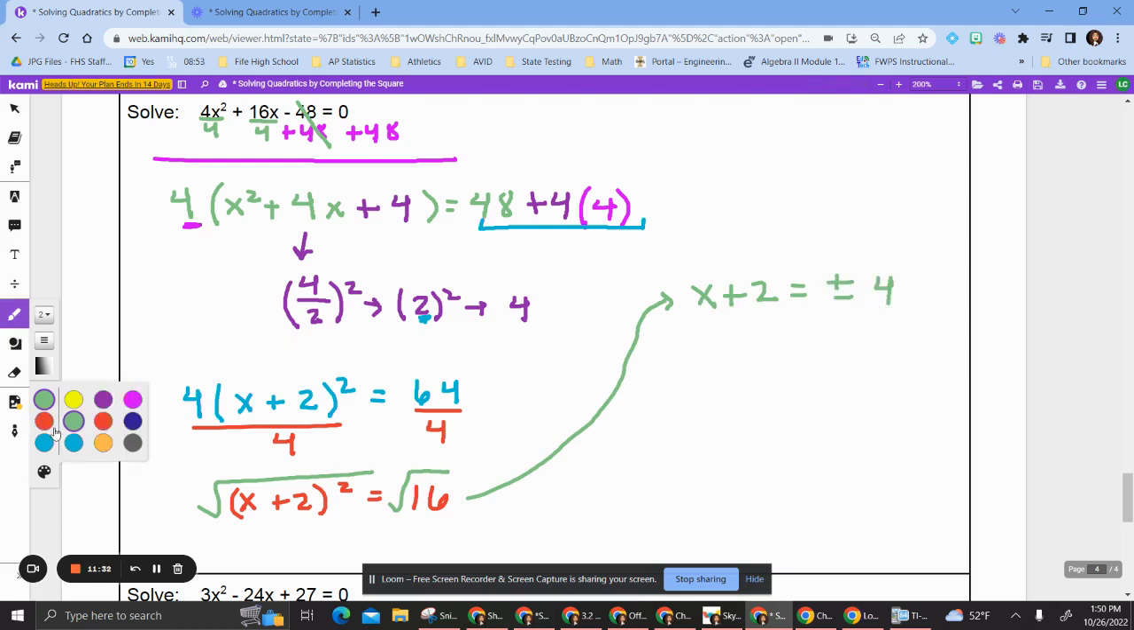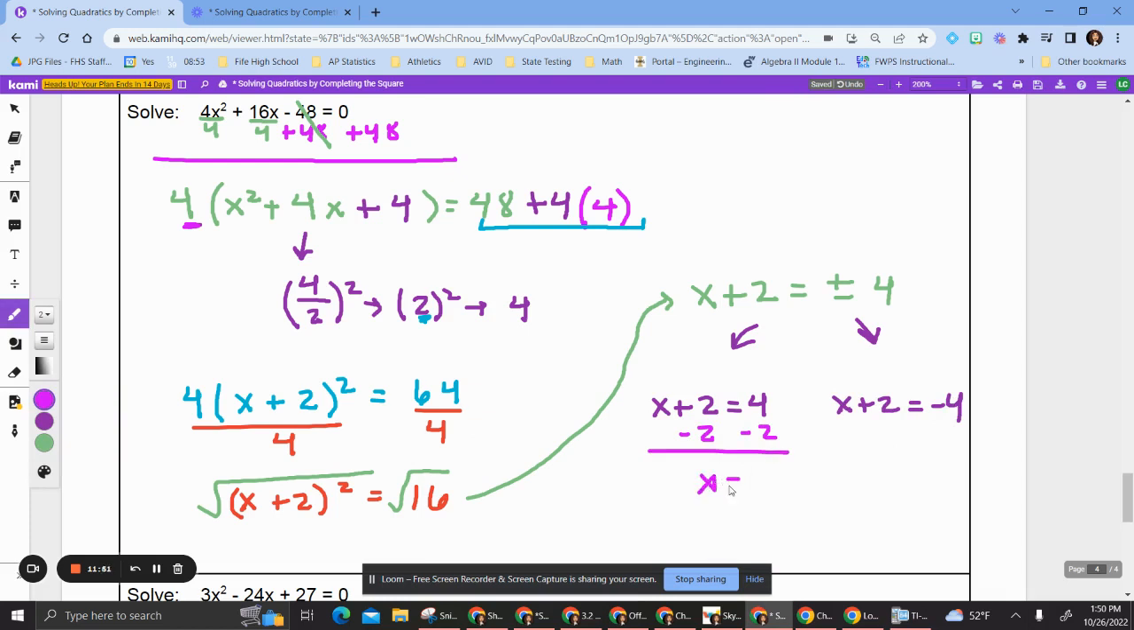And then we can write those two separate equations: x plus 2 is equal to 4, and x plus 2 is equal to negative 4. Solving, I'm going to subtract 2 from both sides, and I get x is equal to 2. Subtract 2 from both sides over here, and I get x is equal to negative 6.